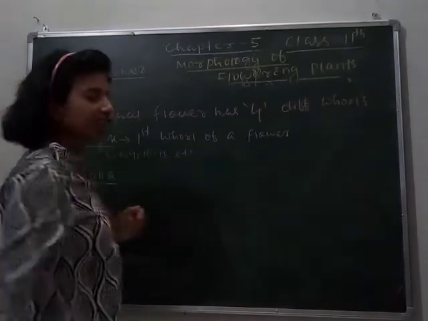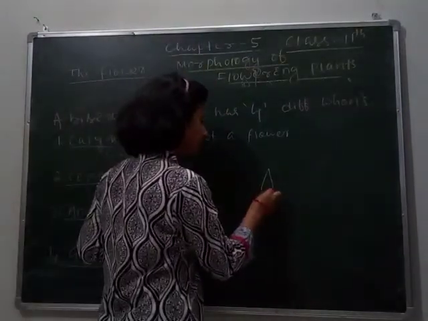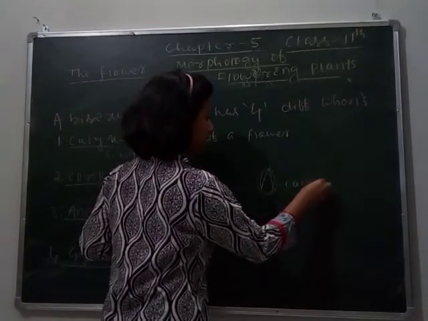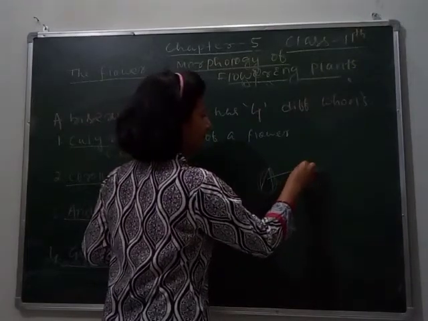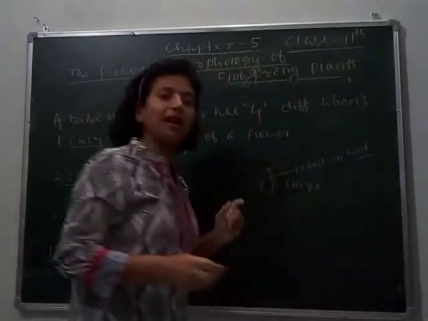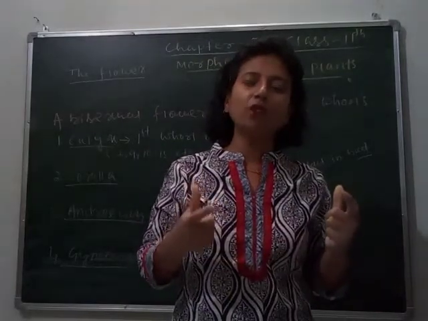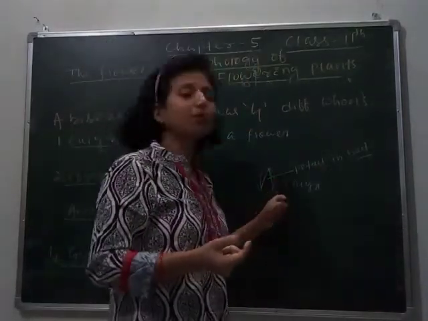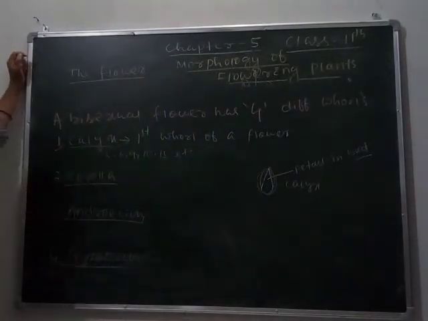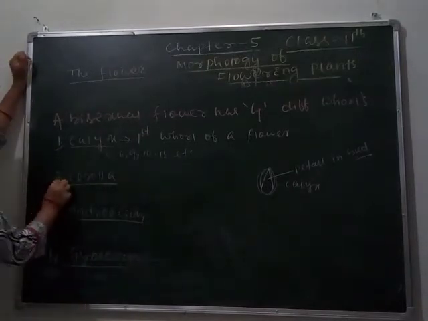So its function is to protect the flower during its bud stage. When the flower is not completely open, the calyx covers it. This is calyx and these are the petals in bud. When the flower has not bloomed, when it is not completely open, then calyx protects the flower during its bud stage. So about calyx, we know that this is the first whorl and it protects the flower during its bud stage.